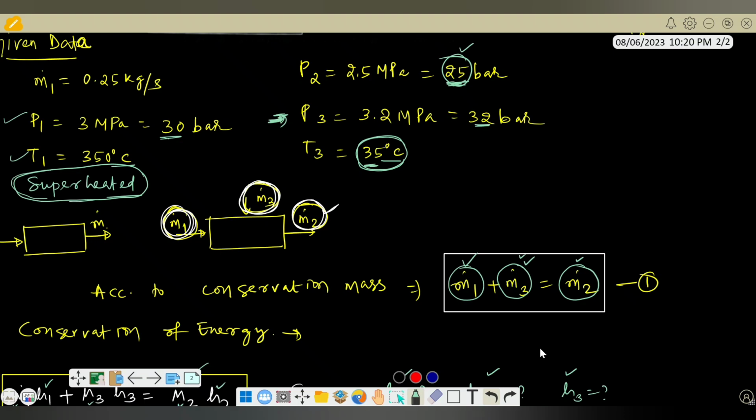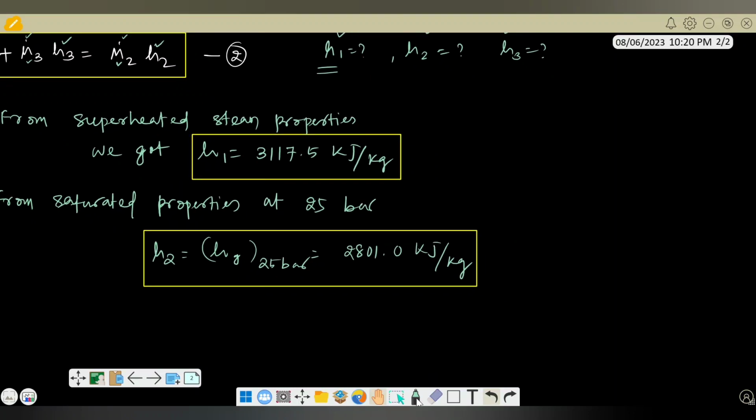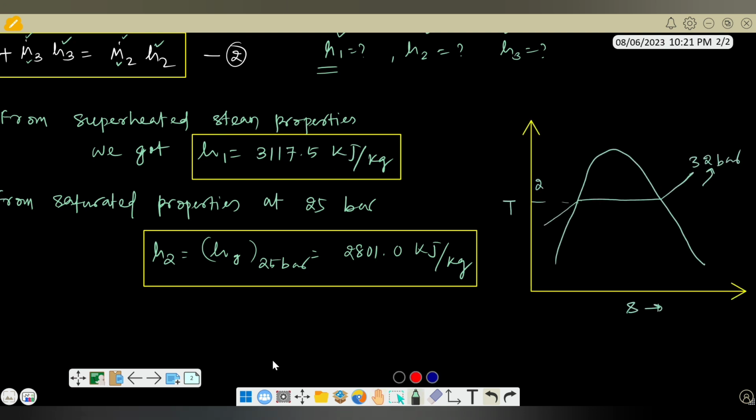If I try to draw this on a property diagram, what will be the condition? This is the property diagram which I have drawn over here. This is temperature versus entropy, and this is the constant pressure line corresponding to 32 bar. Corresponding to 32 bar, this will be the saturation temperature, which we can get from the steam table, that is 237.4 degrees centigrade. But the temperature of this liquid is much less than this temperature, somewhere here, let us say 35 degrees centigrade.